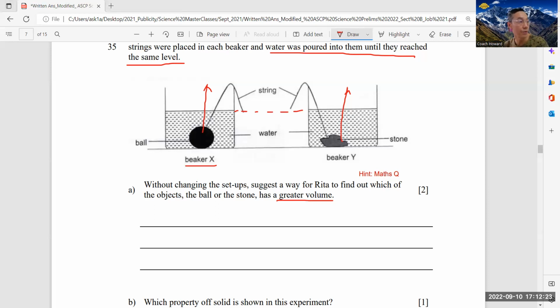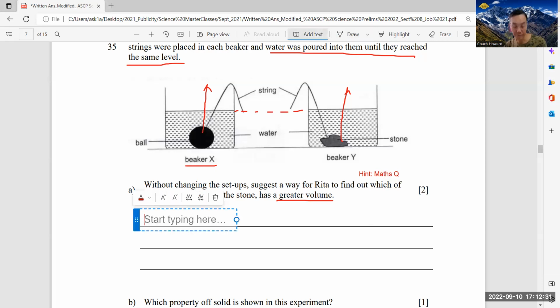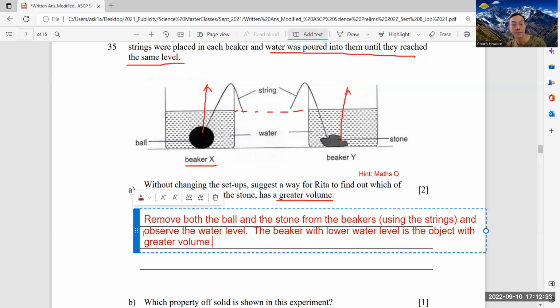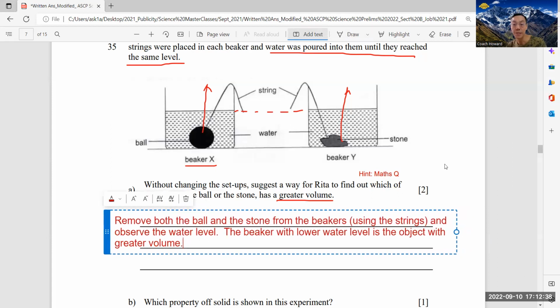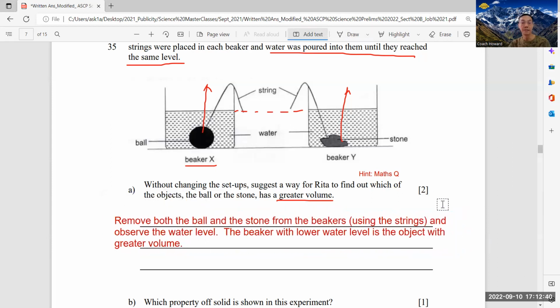So you remove both the ball and the stone from the beakers using the string and observe the water level. So I'll put it here. Remove the ball and the stone from the beakers using the string and observe the water level. The beaker with lower water level has the object with greater volume. Okay, this is how you explain this part. Simple and sweet.